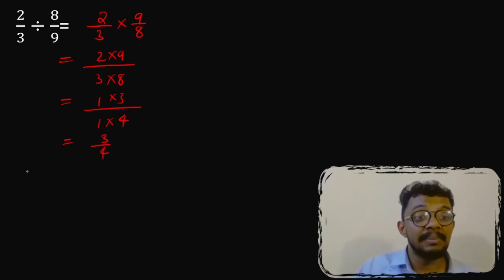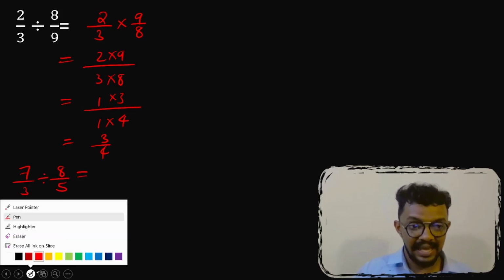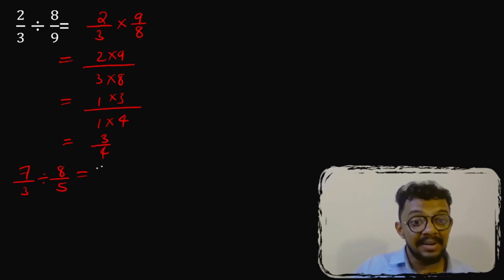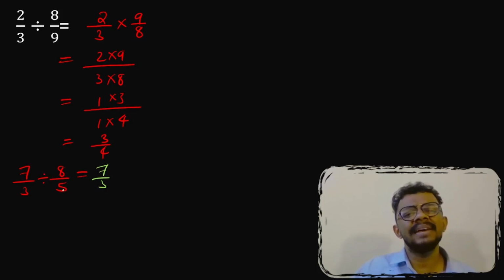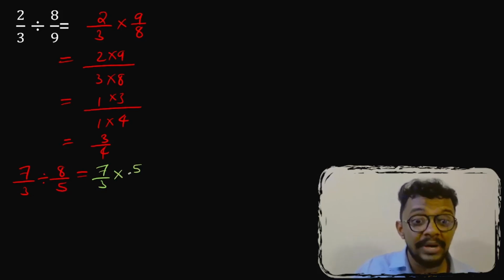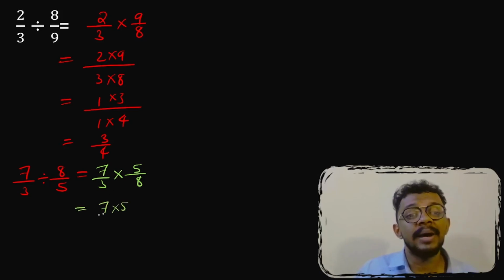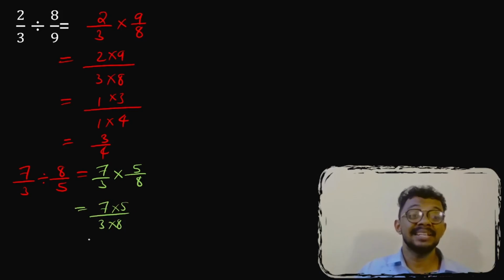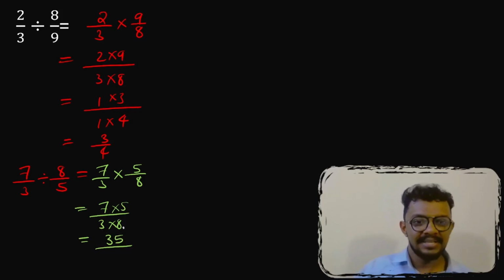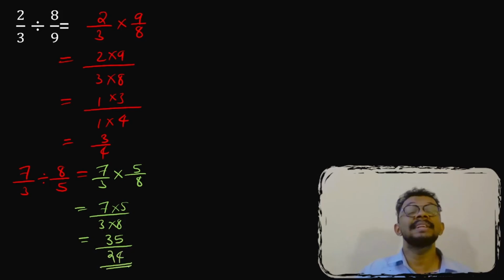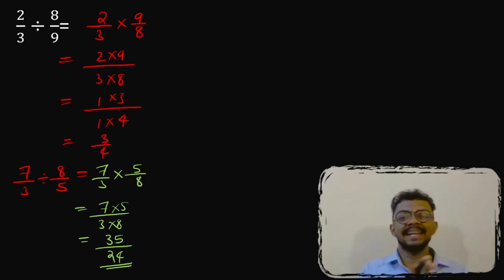I will give you one more example. What is 7/3 divided by 8/5? Dividing by 8/5 is the same as times 5/8. How can I do that one? Multiplication is easy. 7 times 5 divided by 3 times 8. Does anything get cancelled? No. There is nothing to get cancelled. So 7 times 5 is 35, divided by 3 times 8, 24. 35/24 is the required answer.